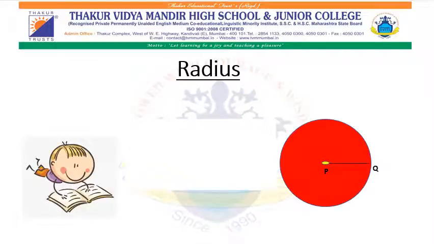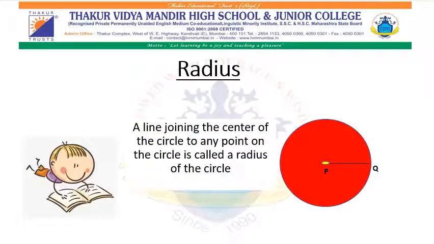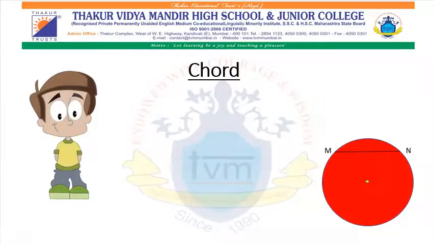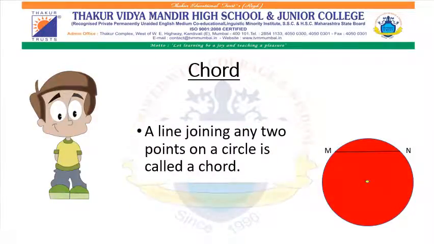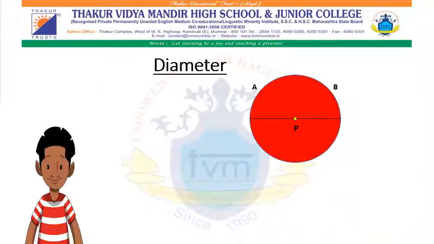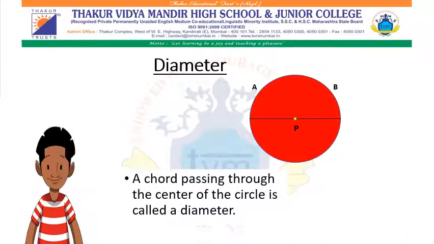You have already learned in previous classes what is a radius. A line joining the center of the circle to any point on the circle is called the radius of the circle. What is a chord? A line joining any two points on a circle is called a chord. Diameter. A chord passing through the center of the circle is called a diameter. Children, a diameter is also a chord.